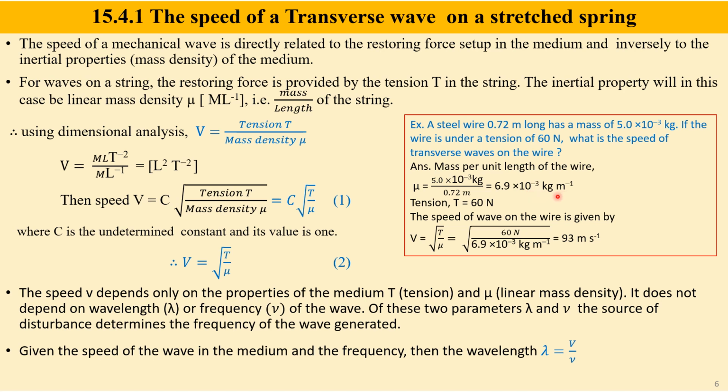It is also given that the tension is 60 newtons. Therefore, we can calculate the speed of the wave on the wire as v is equal to the square root of T by mu, that is equal to the square root of 60 N by 6.9 into 10 to the power of minus 3 kg per meter. Simplifying and calculating the values, we get v as 93 meters per second.